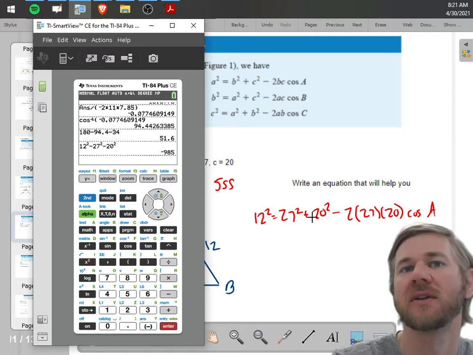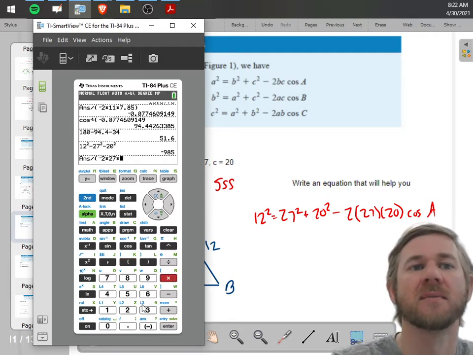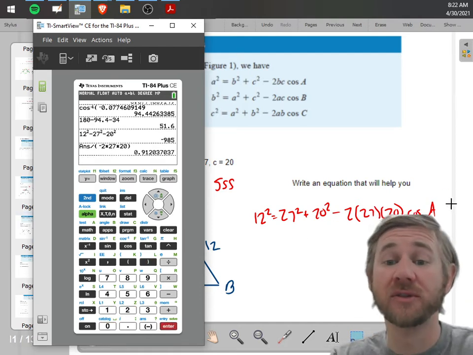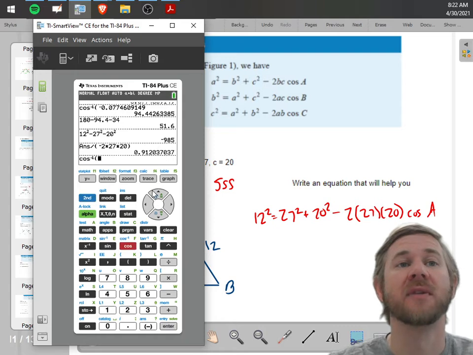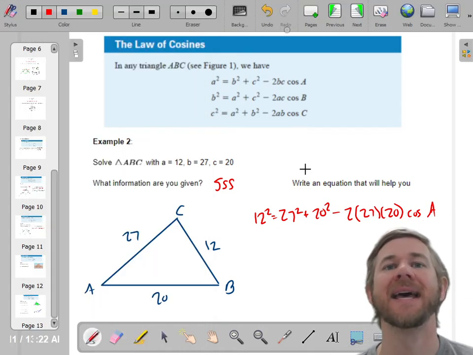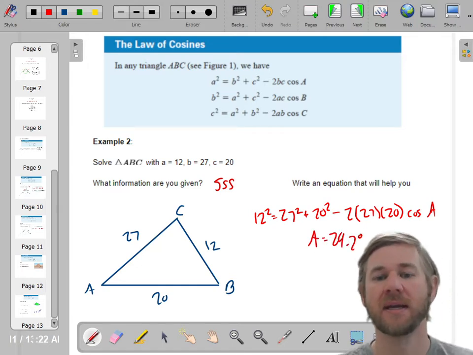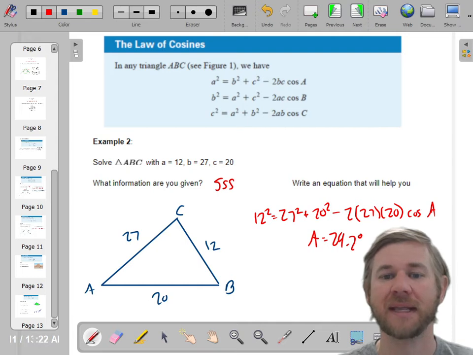Okay, there's the first part. I took care of all that. Now I need to divide by negative 2 times 27 times 20. So 0.91 is the cosine of A. If I want to find A, I will do the inverse cosine, and I will get 24.2. So that means A is 24.2 degrees. Okay, we got one, but we got to keep going.